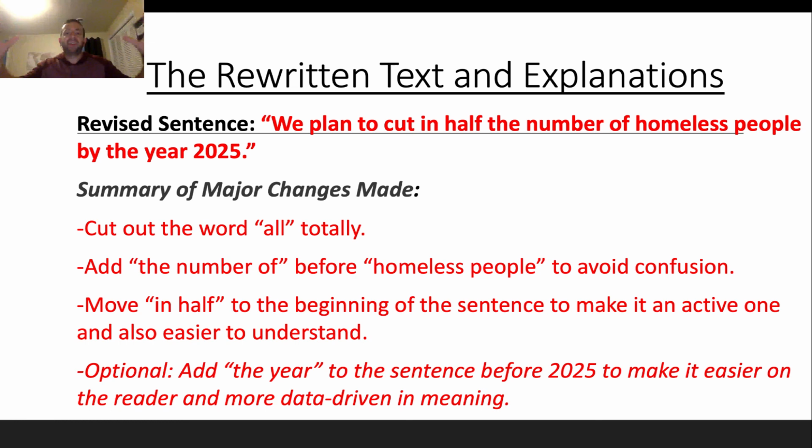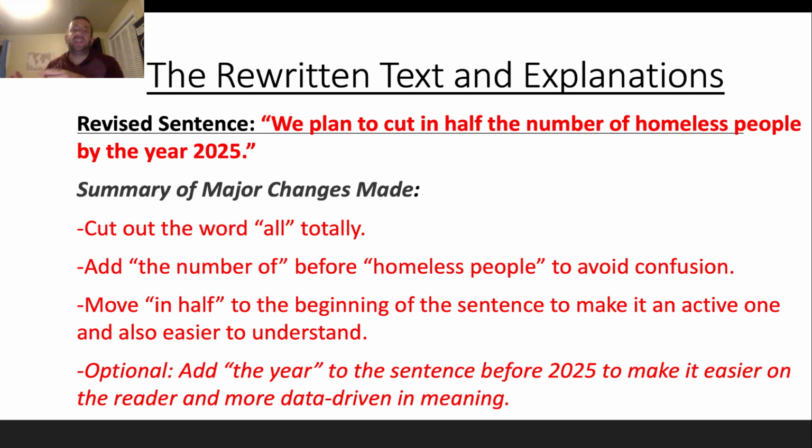We plan, our action, our verb, we plan to cut in half the number of homeless people, talking more about the data and statistics, not about people themselves, to avoid confusion, by the year 2025. So like I said, I cut out the word "all" totally, because we're already talking about a group of people. I added "the number of," as I am highlighting here, "the number of homeless people" to avoid further confusion.